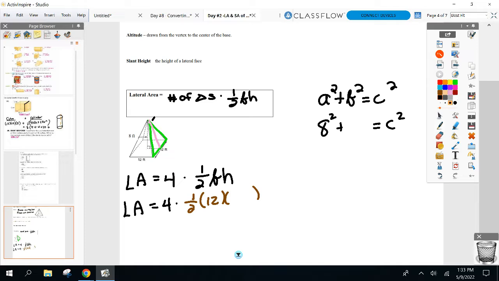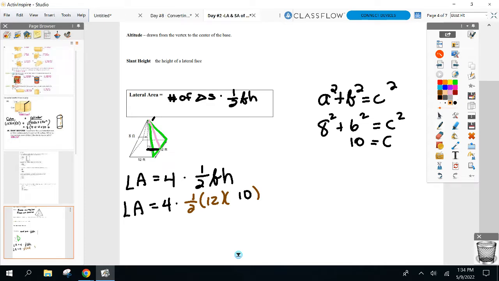Any thoughts about this? Right here? Always going to be half the base length. It's always half the base. So we're going to put a 6 squared in there. So the slant height ended up being 10. And there we go. Now we can find the lateral area.